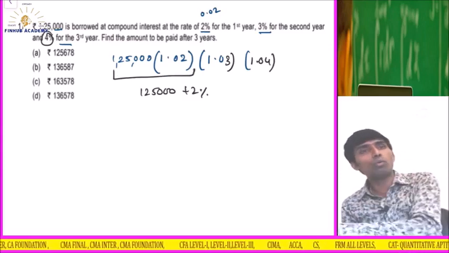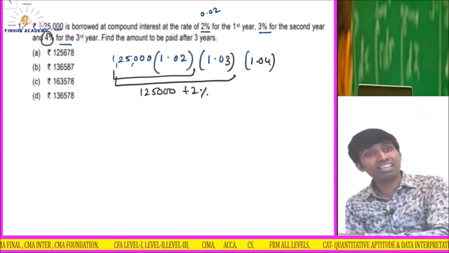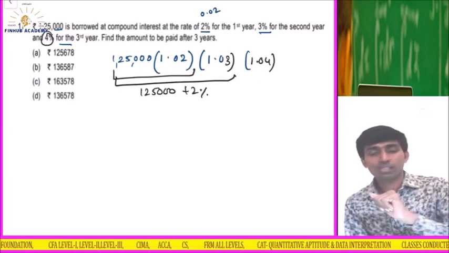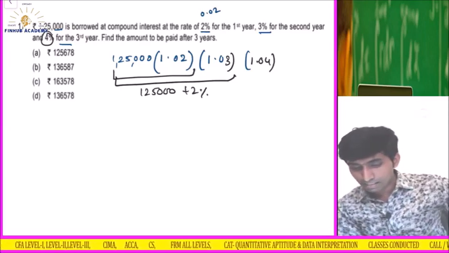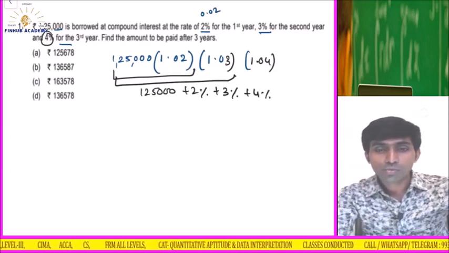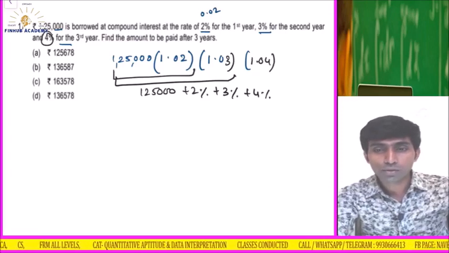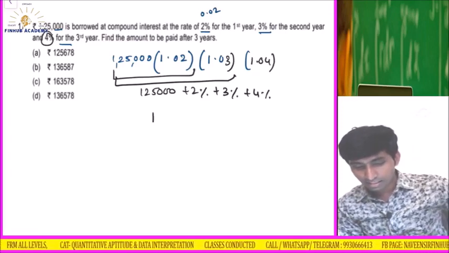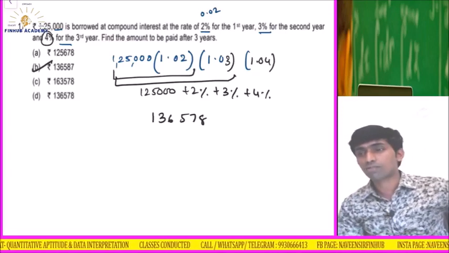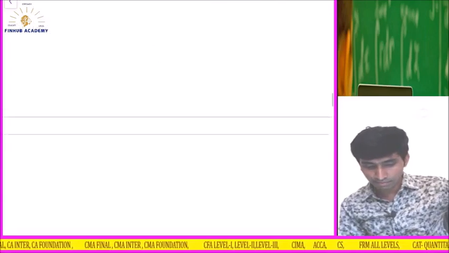So P into 1.02, and this becomes the principal for the third year. I think we did the population sums like this. So plus 2%, plus 3%, and then again plus 4%. You should get the answer: 1,25,000 plus 2% plus 3% plus 4%. The answer is 1,36,578. So the option is D. Okay, easy. Let's go to the next sum.